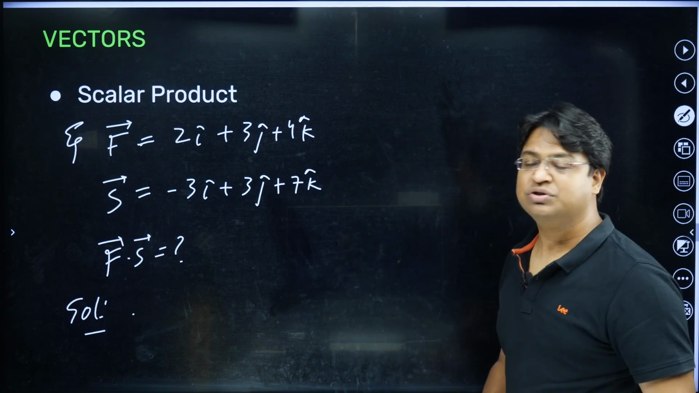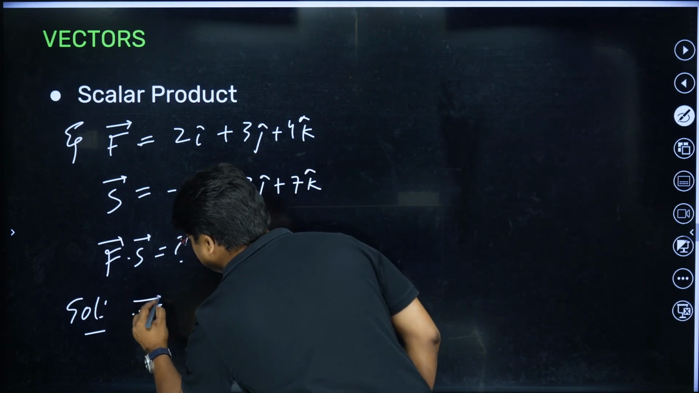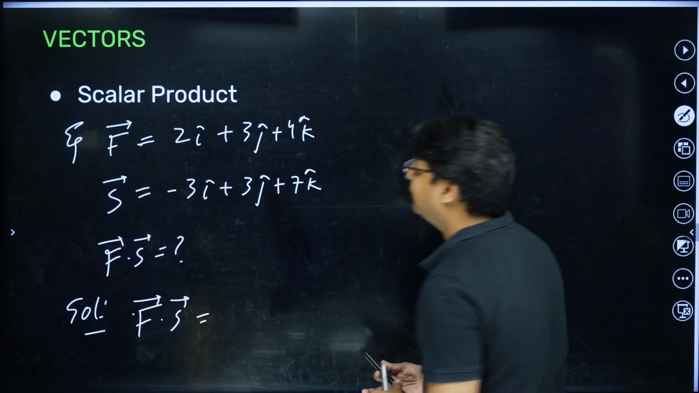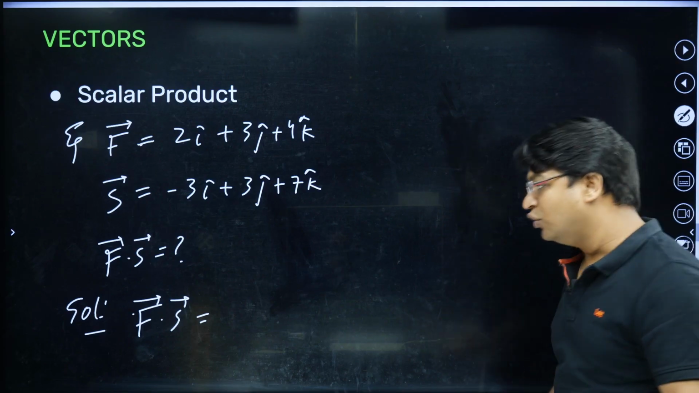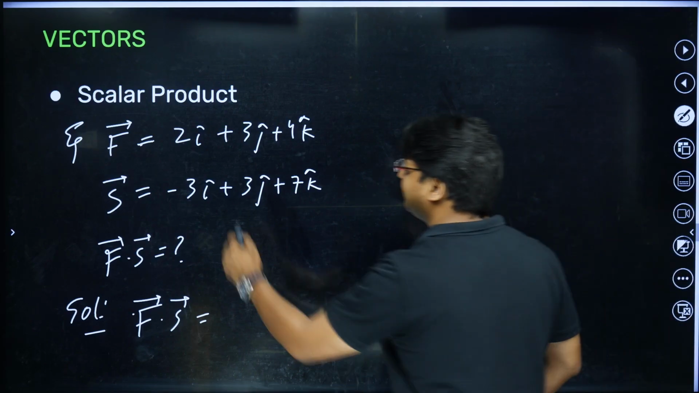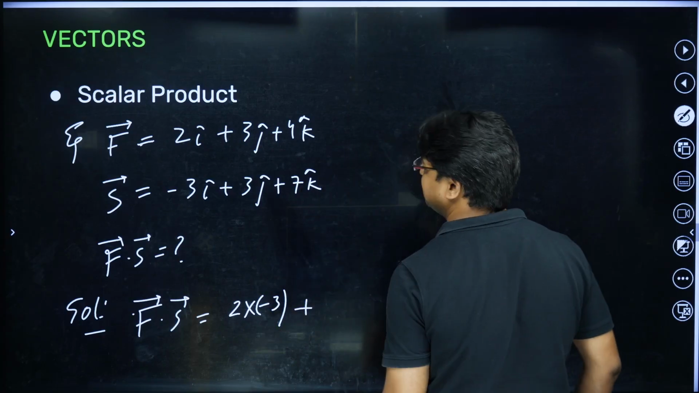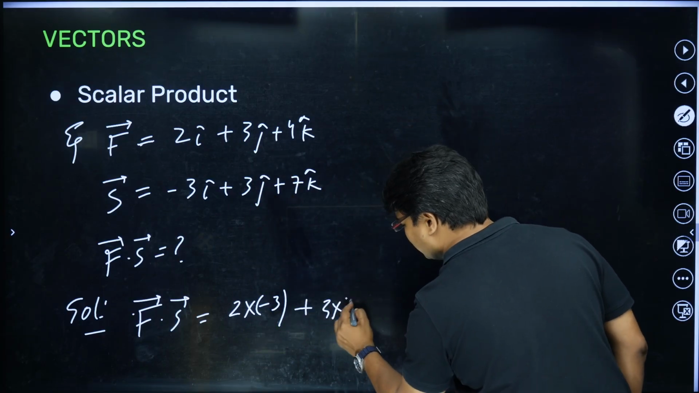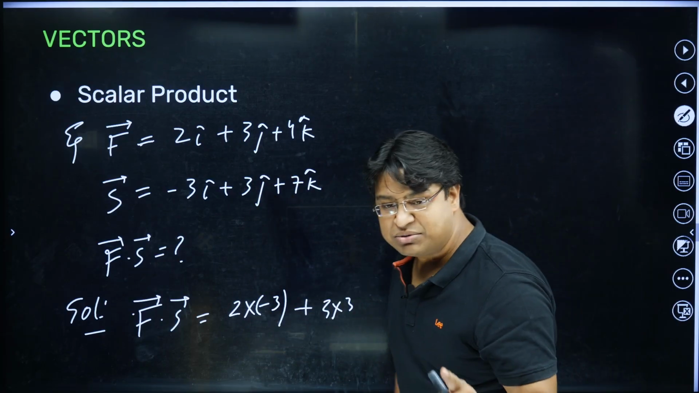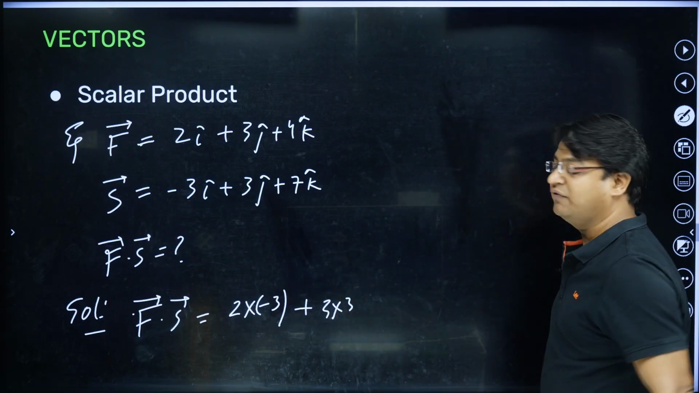Now we were supposed to use the formula F dot S. We know that if the vectors are given in terms of i, j, k, then how do we get the dot product? We multiply x component with x component. So 2 into minus 3, plus 3 into 3. Notice that you don't have to write i, j, k here. The outcome is a scalar number, so no i, j, k would be present.